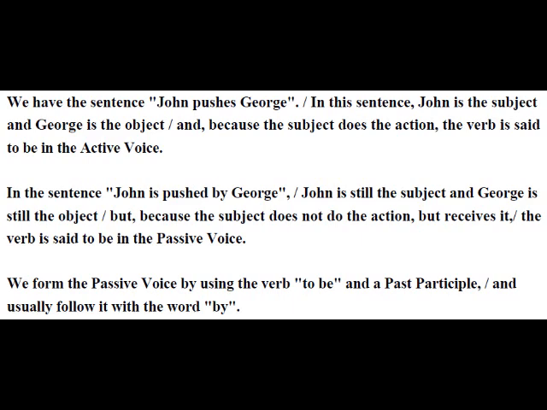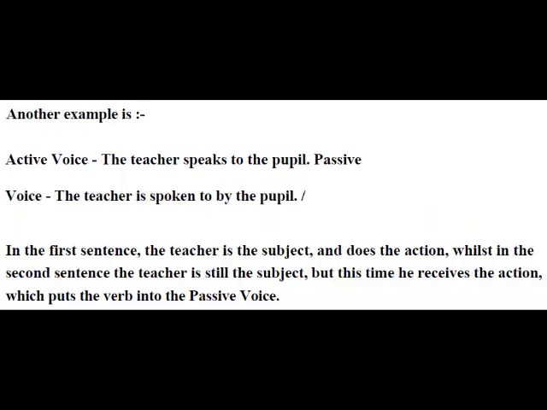In the sentence, John is pushed by George, John is still the subject and George is still the object, but because the subject does not do the action, but receives it, the verb is said to be in the passive voice. We form the passive voice by using the verb to be and a past participle, and usually follow it with the word by. Another example is active voice: The teacher speaks to the pupil. Passive voice: The teacher is spoken to by the pupil.